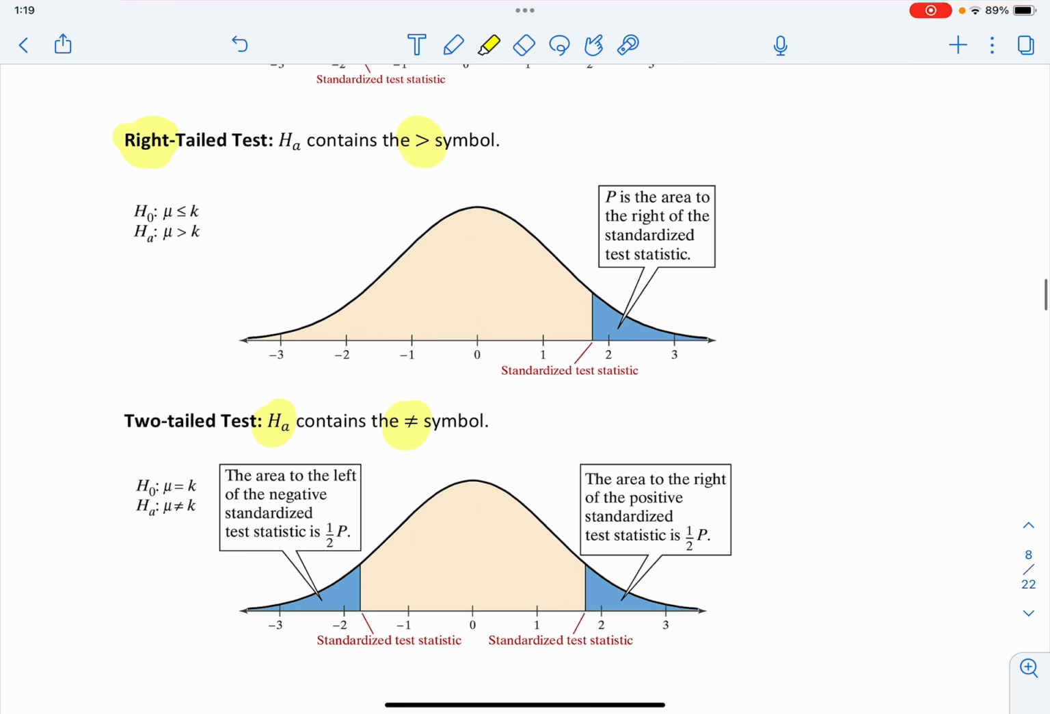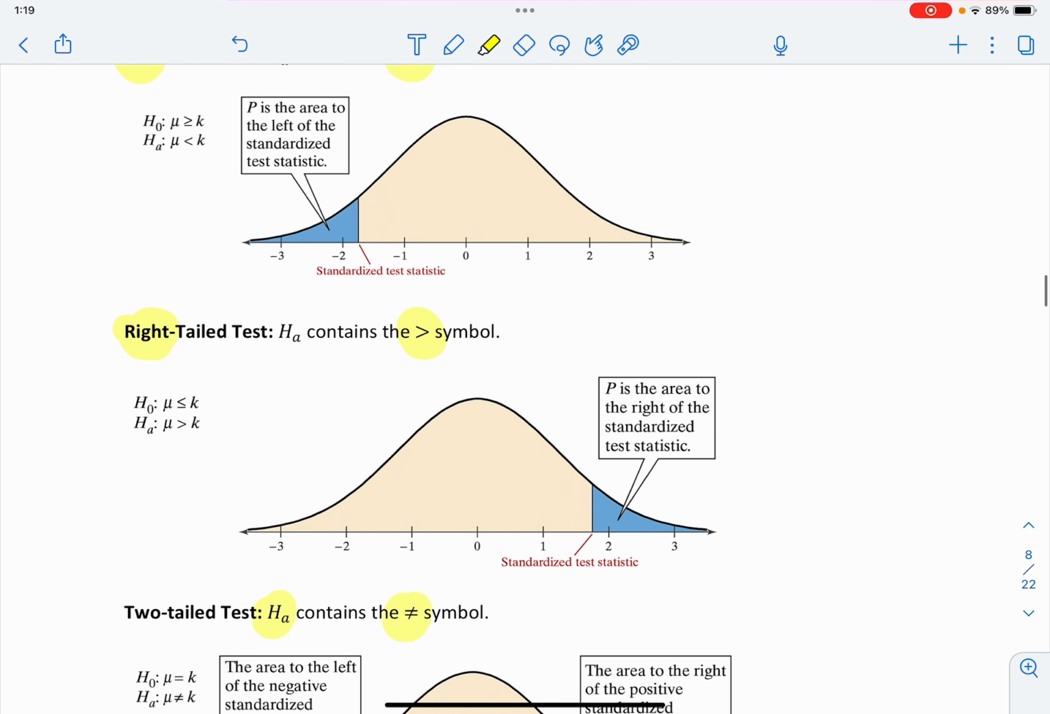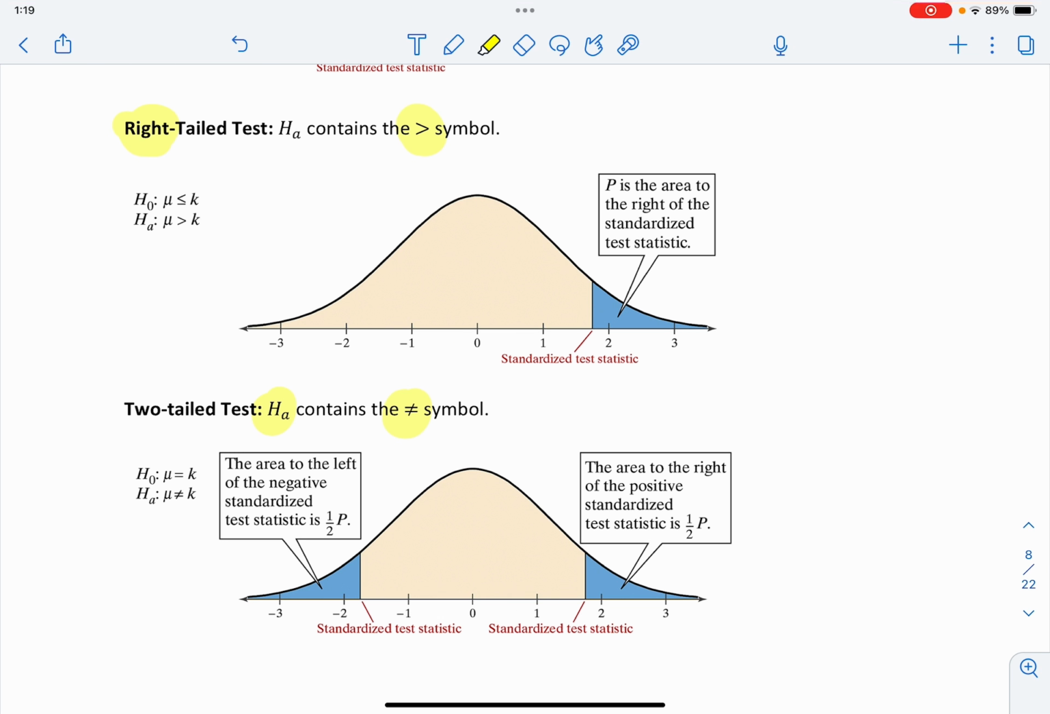The p-value in all these is the shaded area, right? So the p-value might be on the left, might be on the right, or might be on both tails. So that's how it relates to the p-value. The p-value is the shaded region.